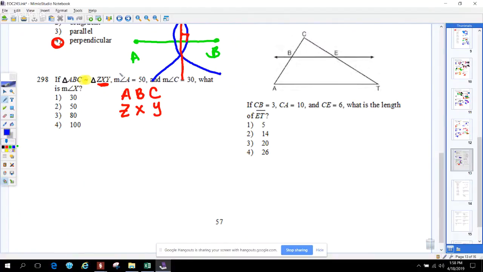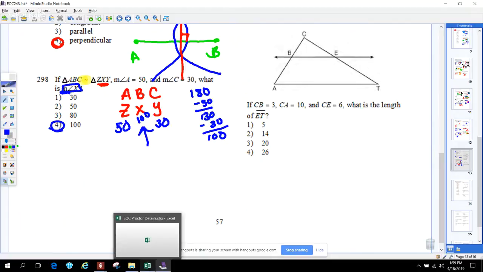So it says that angle A is 50. Angle C is 30. Well, we can do math and know that 180 minus 50 is 130, minus 30 is 100. So we know that this missing angle is 100. And it wants to know what is X? 100. If you did not pay attention to the order of the letters, you would have gotten it wrong. Because usually we think ABC, XYZ. In this case, it's ZXY. So that's why that order of the letters matters.